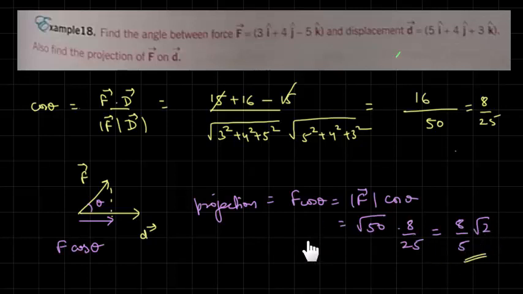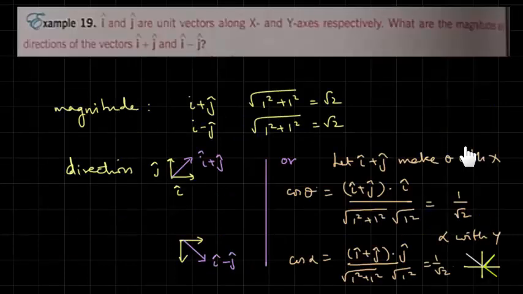Now if we were asked for the work done by this force, that would be force into D into cos theta, that is the dot product. So this would have come out to be 8 by 5 root 2 times the displacement magnitude, which in this case is also root 50, times cos theta. So it will be root 50 into 8 by 25. That would be our work done.